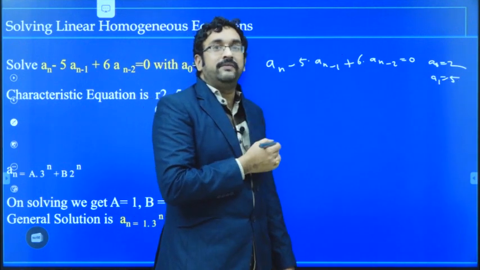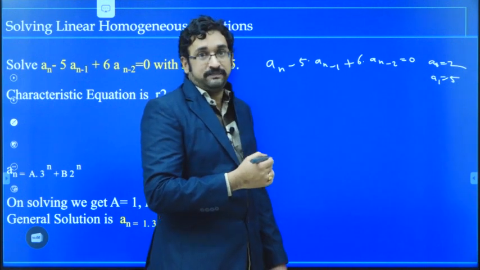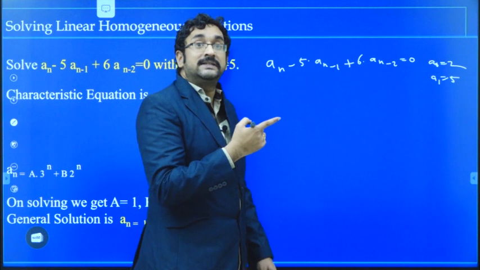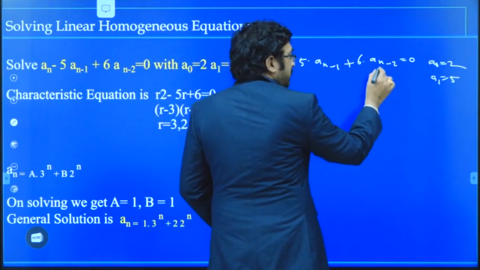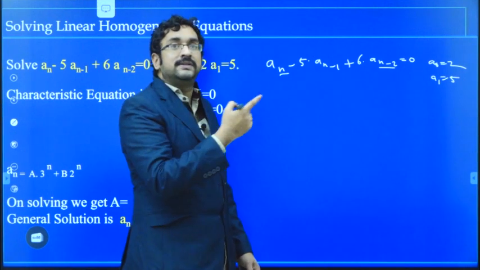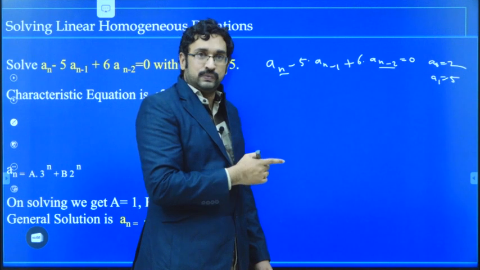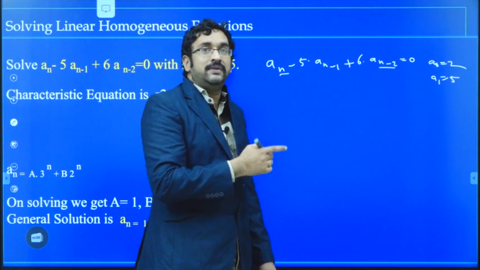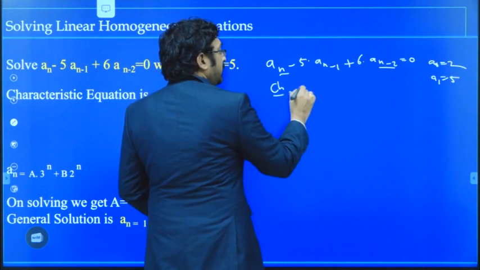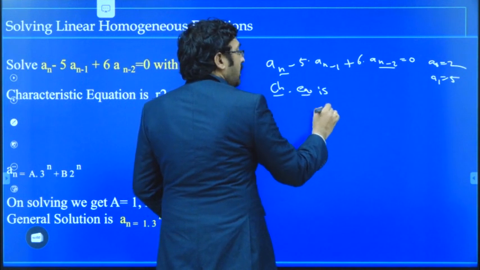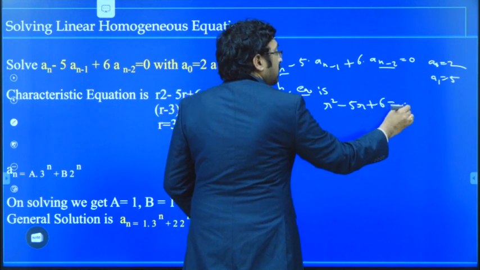While solving linear homogeneous recurrence relations, first find the characteristic equation. So first find its order. What is its order? Highest power is n, lowest power is n-2, so their difference is 2. So the given linear homogeneous equation is of order 2, so the characteristic equation will start with a square power. So the characteristic equation is r^2 - 5r + 6 = 0.